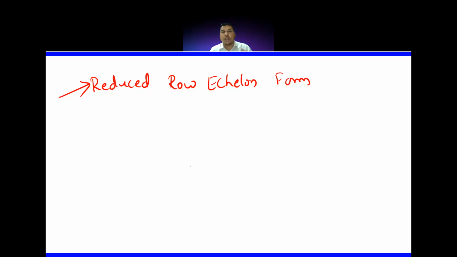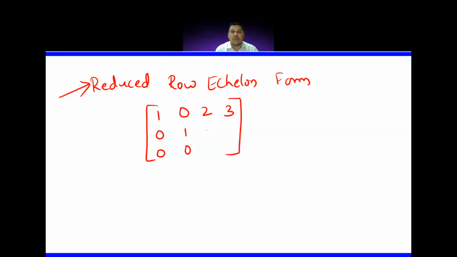Don't stop your row operations, whatever techniques you are applying, R1 minus R2, R2 minus R3, don't stop. You can see this is an example of reduced row echelon form. Suppose I have a matrix like this: 1, 0, 2, 3, 0, 0 obviously. Then 1, 0, 3, maybe 0 here, and 4 and 0. Suppose this is the matrix which I have got.